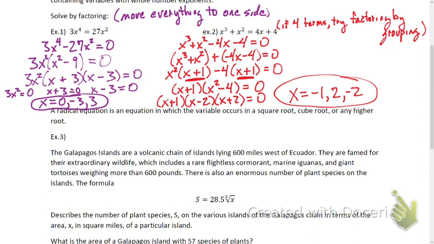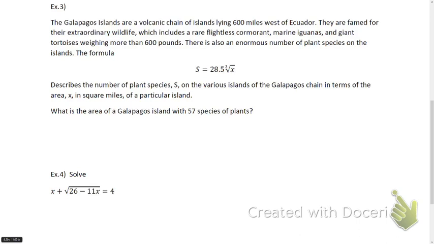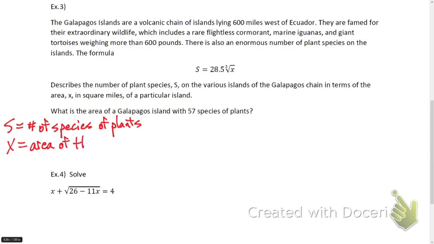All right, we're going to move on to this word problem. Galapagos Islands. So some statistician has created a model equation for this scenario. We're looking at S, number of species of plants, or just number of species. X is our area of the island. So in this problem, they want us to find X, the area, if we know S is 57. So just plug 57 into that equation up there, and let's solve for X.